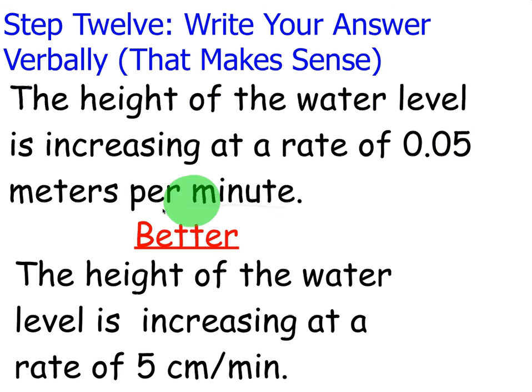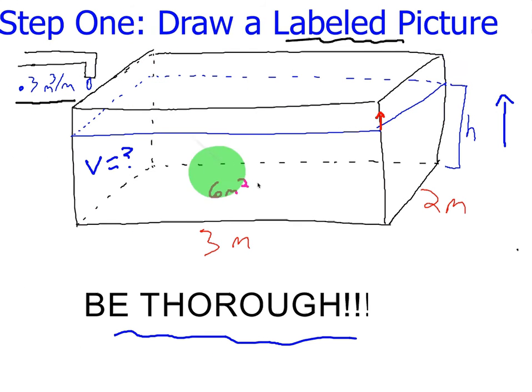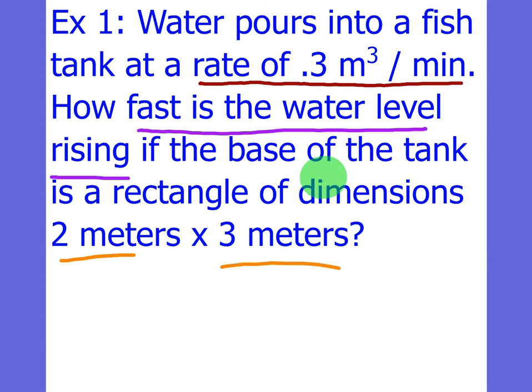We know that there's 100 centimeters in a meter, right? So 0.05 meters would be 5 centimeters. So the height of the water level is increasing at a rate of 5 centimeters per minute. So that makes a lot more sense. For every minute, this fish tank is rising 5 centimeters. And I think that really answers this question thoroughly. Anybody can read that answer and it would make sense to them what it means, right? So that's it for example 1. We've answered it in the 12 steps necessary to get to the right answer.